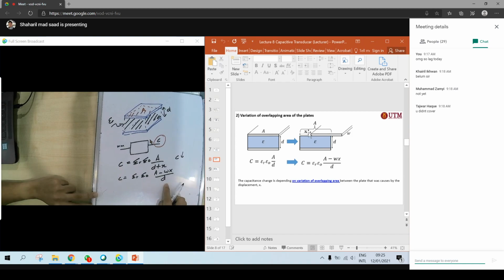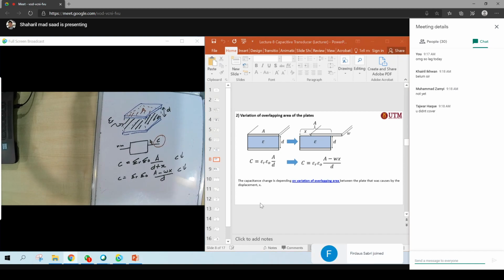So when you have less area, that means your capacitance C will also decrease. So this is the variation when you play around with the area. All right, let's look at another one.